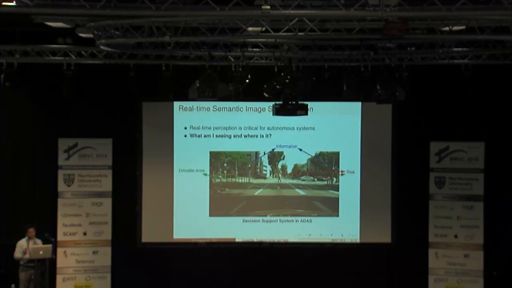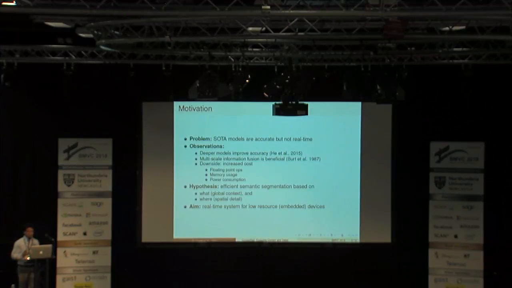We, as a community, agree that real-time perception is critical for autonomous systems, because what I'm seeing in the scene and where these objects are is very critical for the decision support system of those autonomous systems. So what is the problem then? Current state-of-the-art methods do very well on the semantic image segmentation task. Normally, you get more than 80% accuracy, for example with DeepLab or pyramid scene parsing networks like PSPNet.